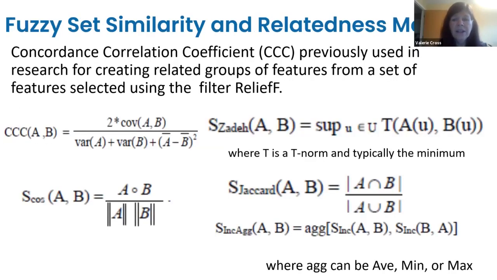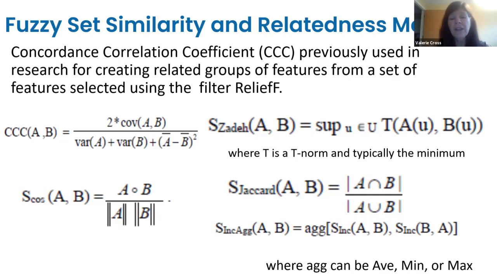So here are all the different similarity measures and relatedness measures that we used. The concordance correlation coefficient was originally used in some research at the University of South Florida. That's the only similarity or relatedness measure they use for grouping. But we added 6 more measures: the cosine similarity measure, Zadeh's measure, where T is an aggregation function, a T-norm, and typically it's min.